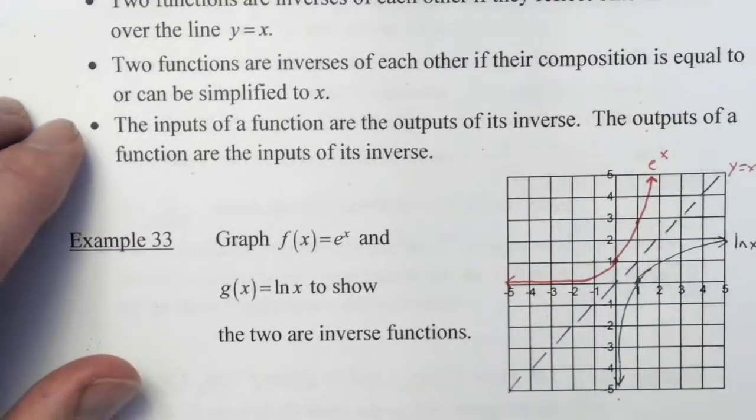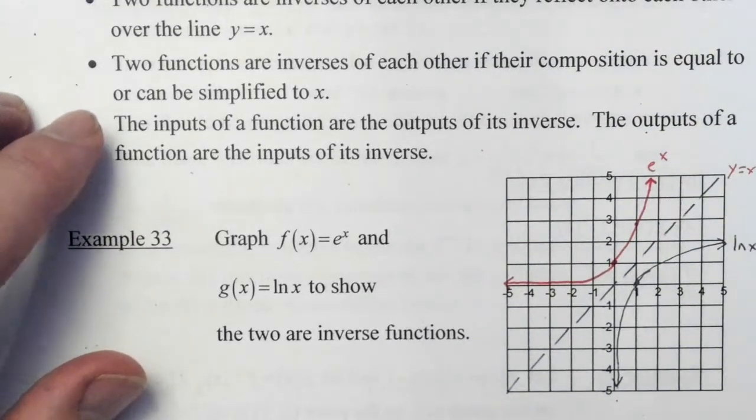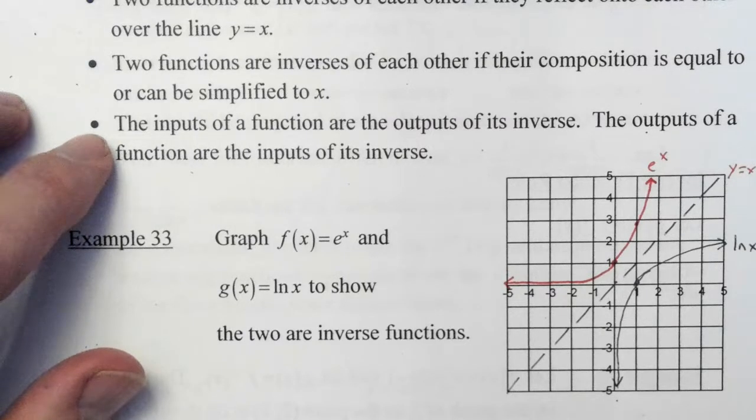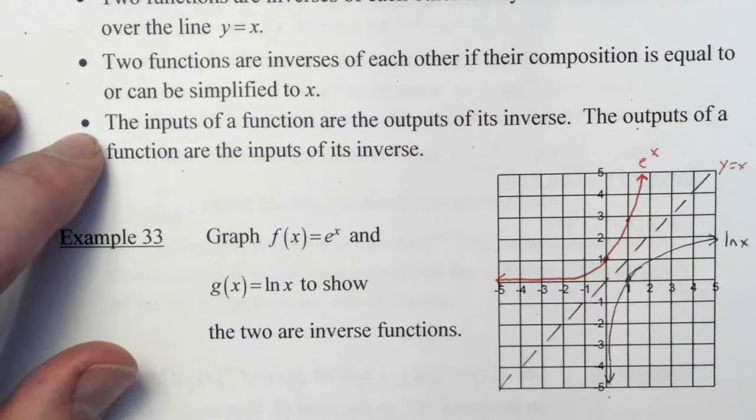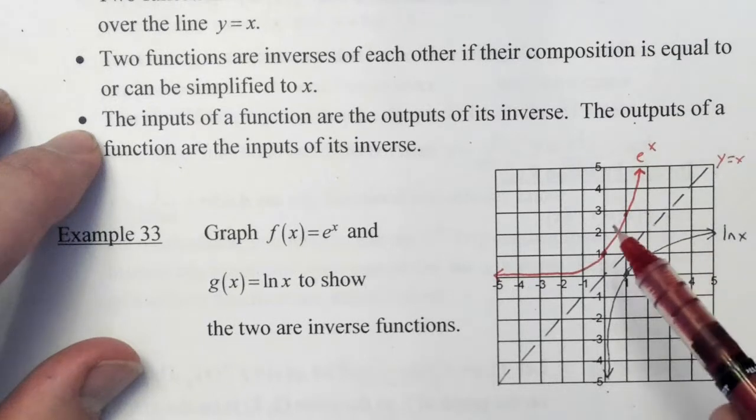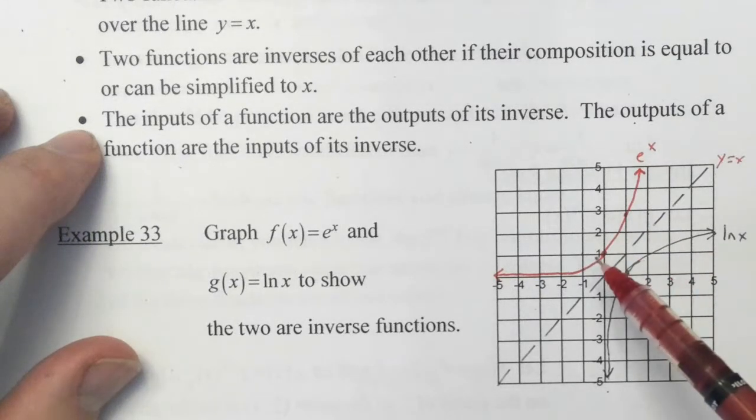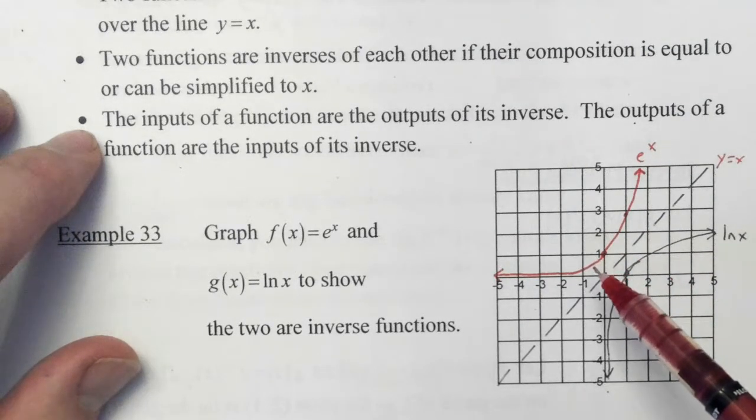What if we don't have a formula? What if we just have various inputs and outputs of a particular function? All right. Well, the way that inverses work, in the same way that they worked here on the graph, is that the x values become the y values and the y values become the x values.